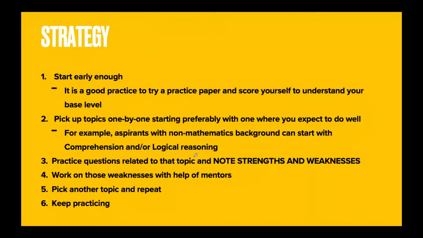So what should be your strategy? First thing is start early enough. It is a good practice to try a practice paper and score yourself to understand your base level. Many people think that this is just a qualifying paper, so we can start practicing it in the last month. I would like to emphasize that this is a bad strategy. You cannot improve upon your aptitude within a month. Therefore, you will have to start early enough, and you have to start by trying a practice paper so that you know where you exactly stand compared to the required qualifying marks of 33%.